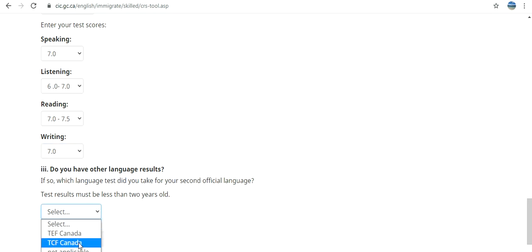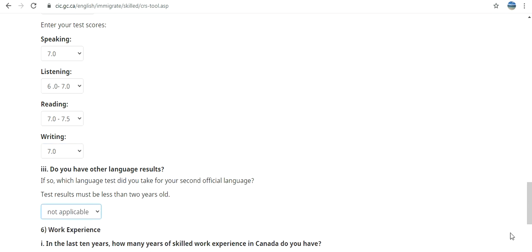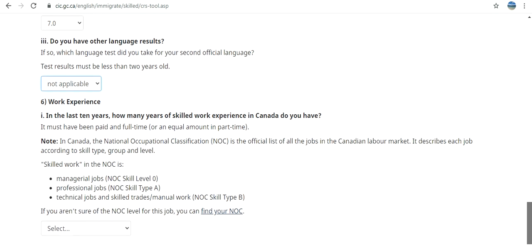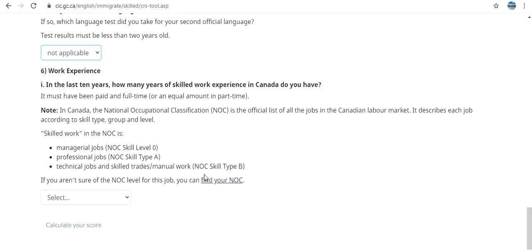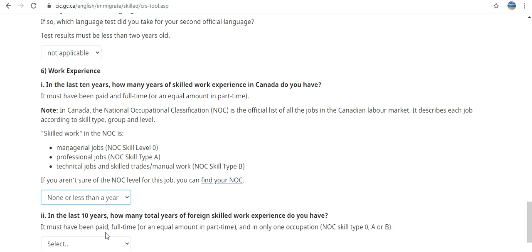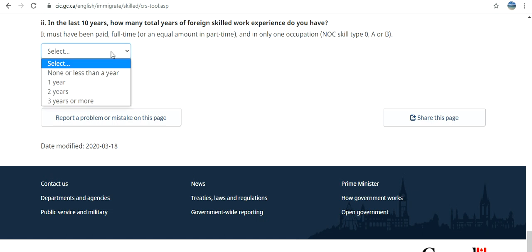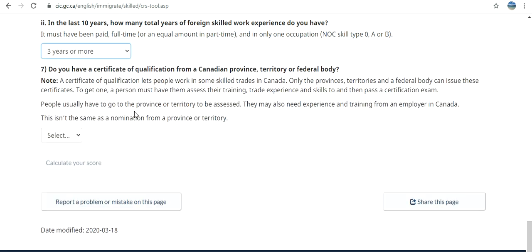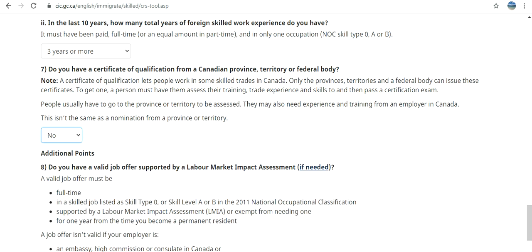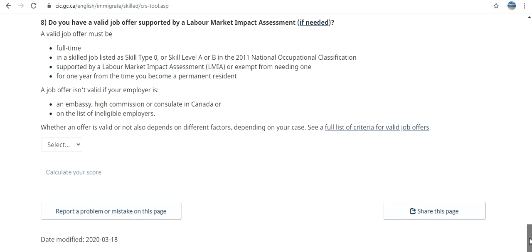Do you have other language tests? Let's say not applicable. Work experience. In the last 10 years, how many years of skilled experience do you have in Canada? Let's say none. How many total years of foreign skilled experience does he have? He has 3 years or more. Do you have a certificate of qualification? Let's say no. I mean, it's your case. Some cases they have, some cases they don't.